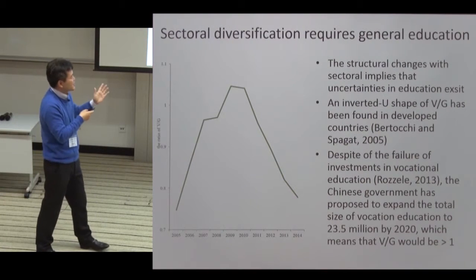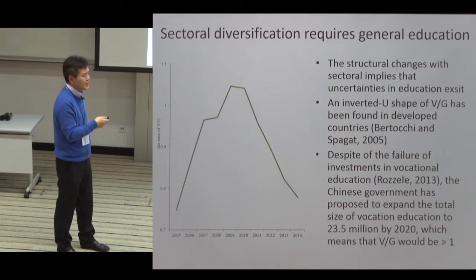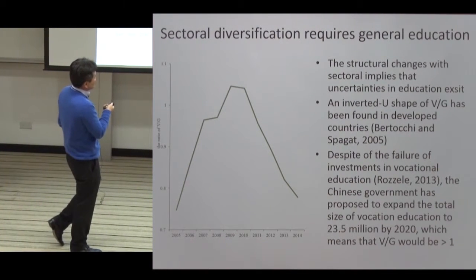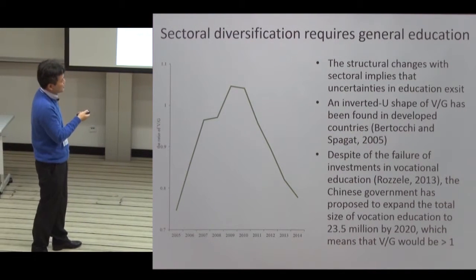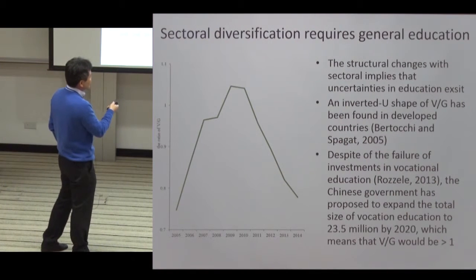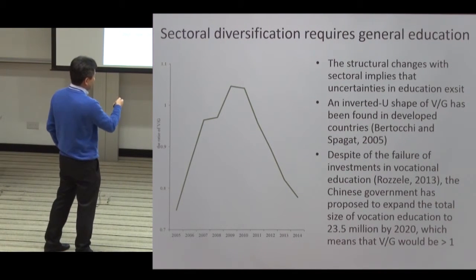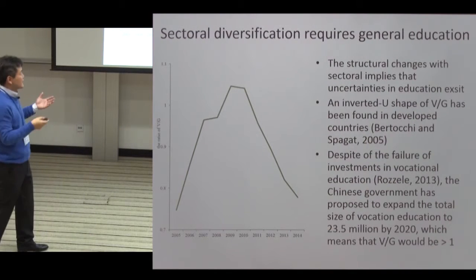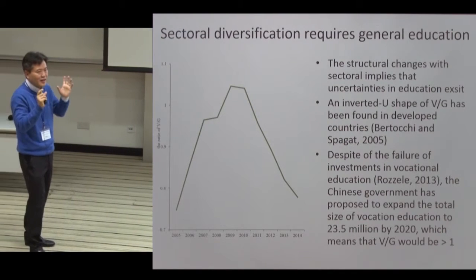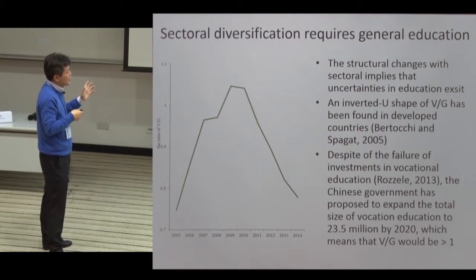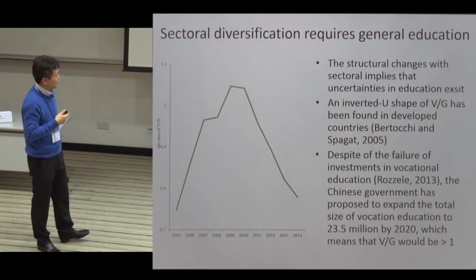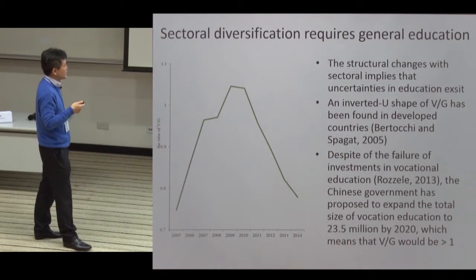But policymakers started thinking to increase the number of vocational education students to 23 million by 2020, which means the ratio of V to G is going to go up again. But since in the labor market we have seen more diversification, this kind of education change may be facing some risks or uncertainties.